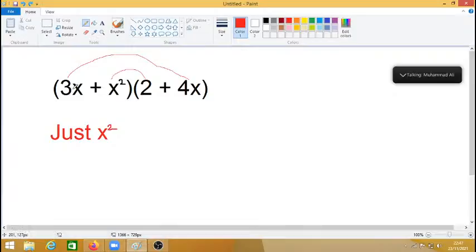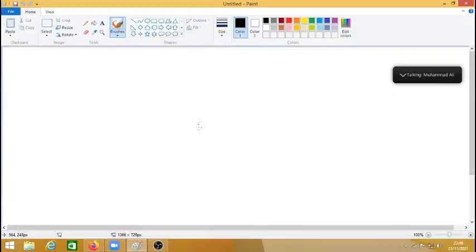So if you want the x squared terms, that's all you need to do, and that would be 3x times the 4x would be 12x squared, and then the x squared times the 2 would be 2x squared. So if you want just the x squared term, you'd end up with both of them added together, which would be 14x squared. So that's really the only skill you need to have in today's lesson on top of everything you've learned so far. So let's take a look.